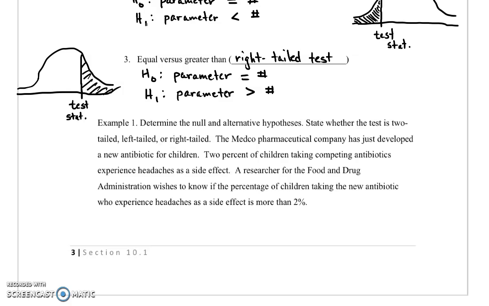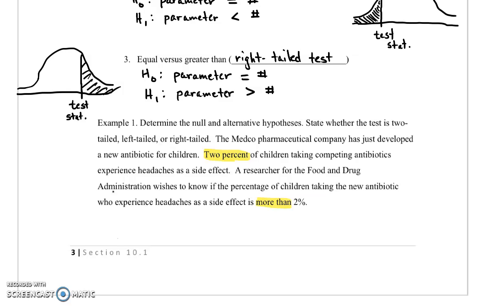So what are the key words here? 2%, because that tells us what our parameter is, and more than, because that tells us what type of test we're going to have.